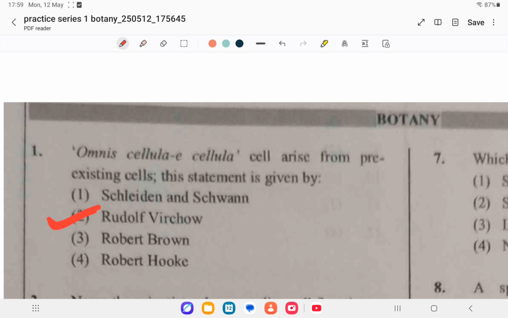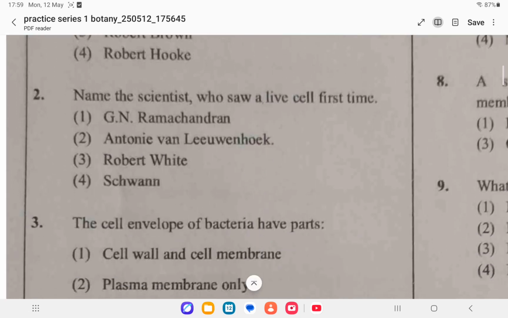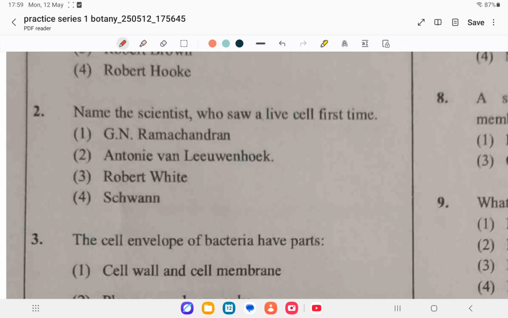Let's move forward to the second question. Name the scientist who saw a live cell for the first time. You can solve it. Pause the screen and solve. The answer is Anton von Leeuwenhoek. This is written in NCERT, you can take a look. Anton von Leeuwenhoek first saw and described a live cell. The statement would be there.